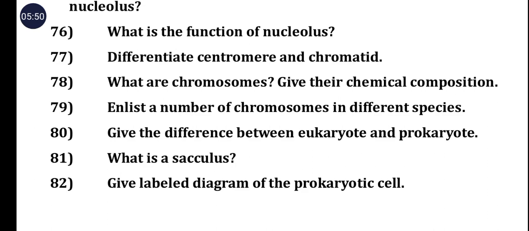79 enlist a number of chromosomes in different species. 80 give the difference between eukaryote and prokaryote. 81 what is sequence and give label diagram of the prokaryotic cell wall.